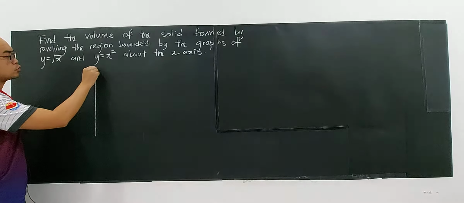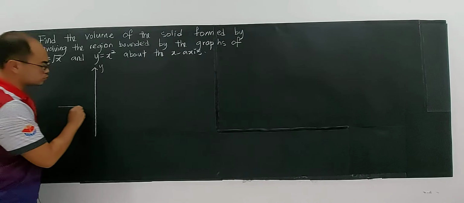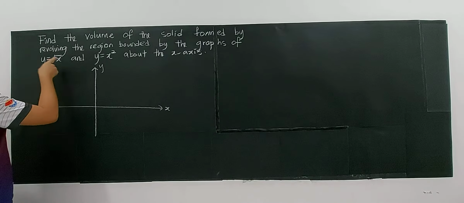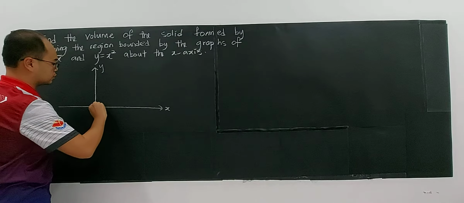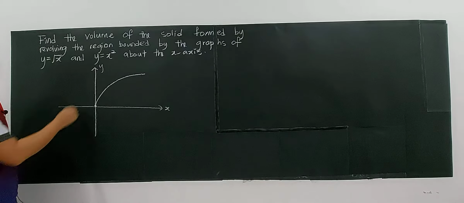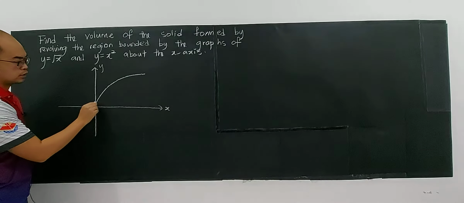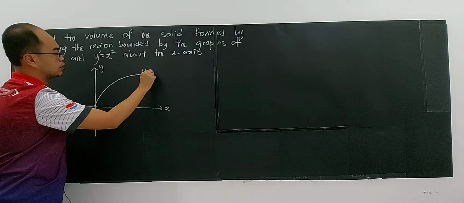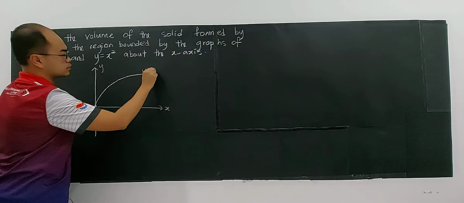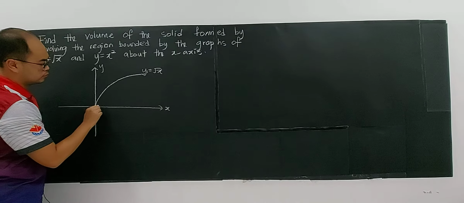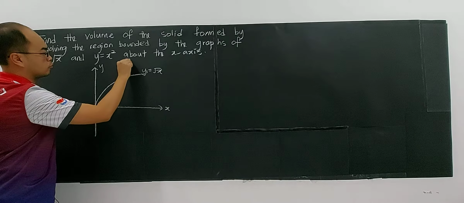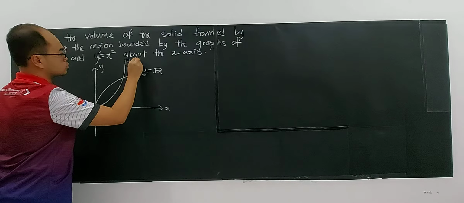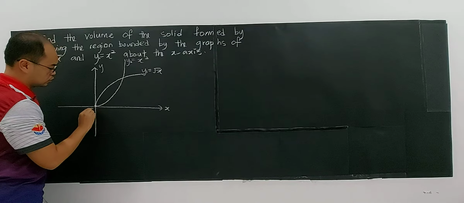Of course, at first we should sketch the graph so that we can see what square root of x looks like, right? Square root of x. So the graph will look this way, and y equals x squared. I put this as y1, which is square root of x, and the graph of y2, which is equal to x to the power of 2.